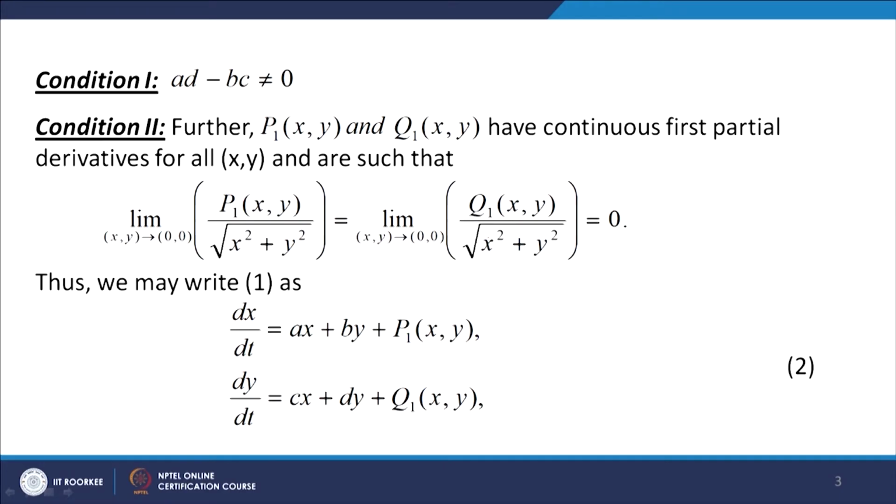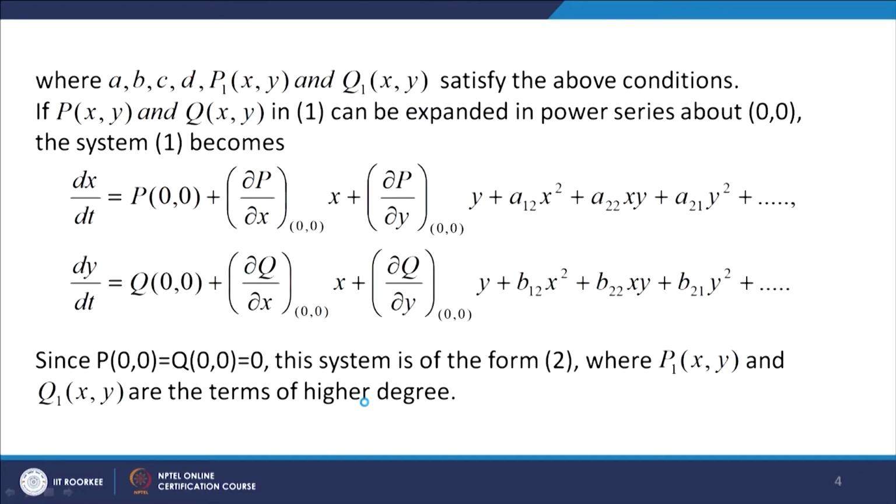As P1(x,y) and Q1(x,y) satisfy these conditions, the system 1 can be written as dx/dt equal to ax plus by plus P1(x,y), dy/dt equal to cx plus dy plus Q1(x,y), where a, b, c, d, P1, Q1 satisfy the conditions 1 and 2. That is, ad minus bc is not equal to 0, P1 and Q1 have first order continuous partial derivatives, and P1 over the square root of x squared plus y squared and Q1 over the square root of x squared plus y squared tend to 0 as (x,y) goes to (0,0).